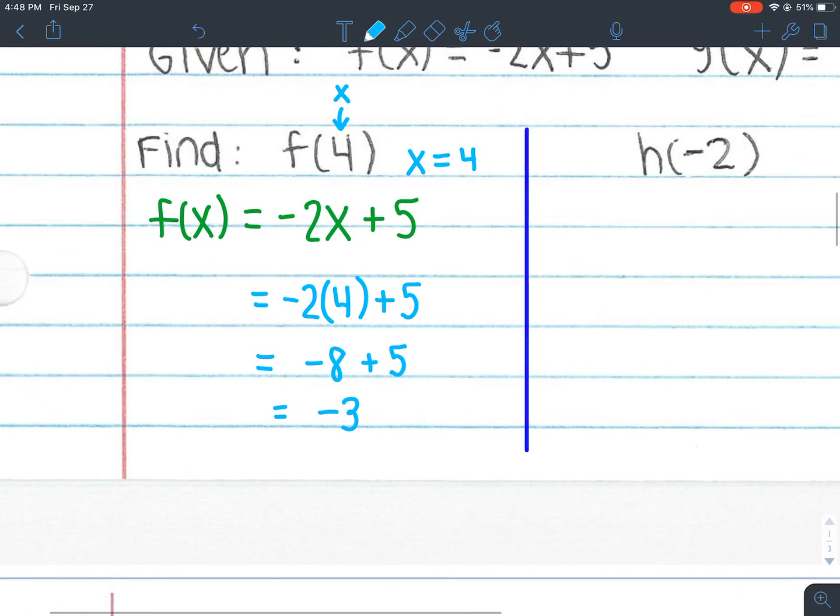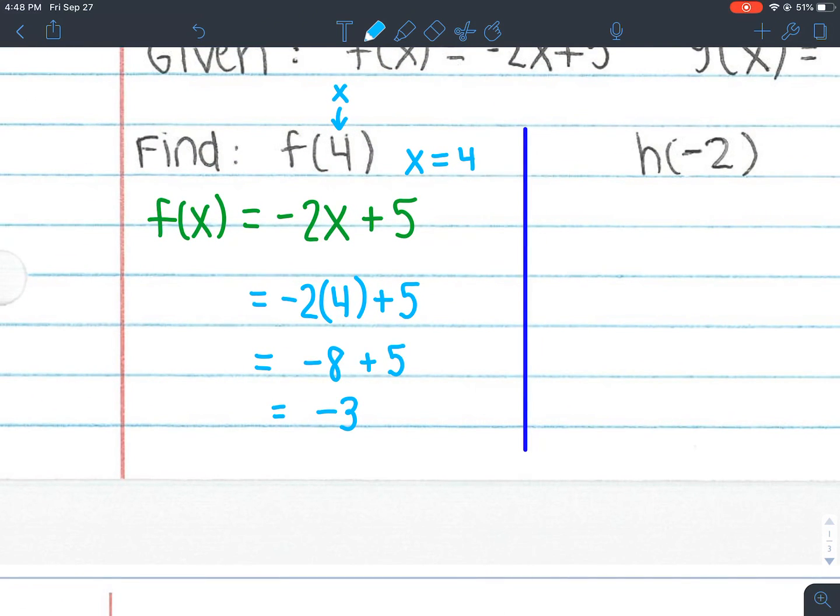So essentially, what is my answer? Well, there are a couple of ways we can write this. Let's write it one way. We could do f of 4 equals negative 3. We said find f of 4, and I did. It was negative 3. So this is one way we could write our answer.